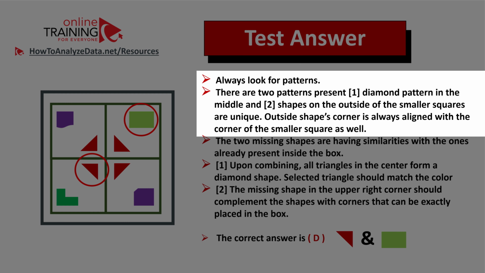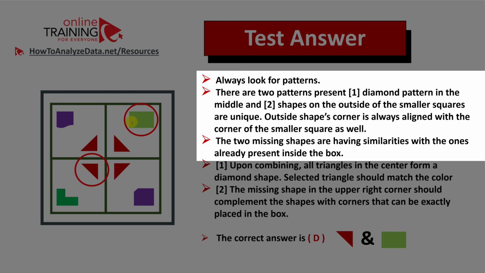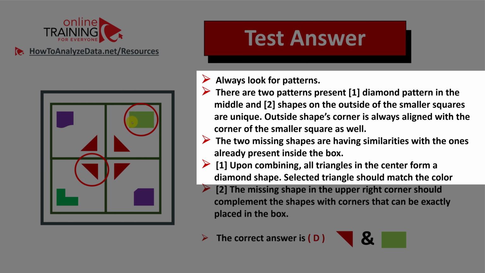And there are 2 patterns presented here. Number 1 is the diamond pattern in the middle. And number 2 is the pattern of shapes on the outside of the smaller squares, which are unique. Outside shapes' corners are always aligned with the corner of the smaller square as well. The 2 missing shapes also have similarities with other shapes present in the box. Upon combining, all triangles in the center form a diamond shape.